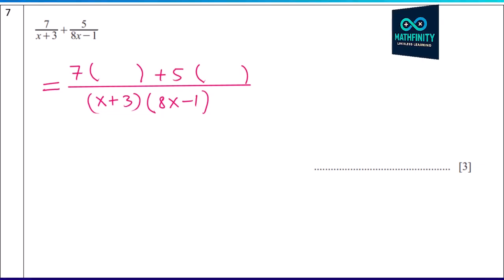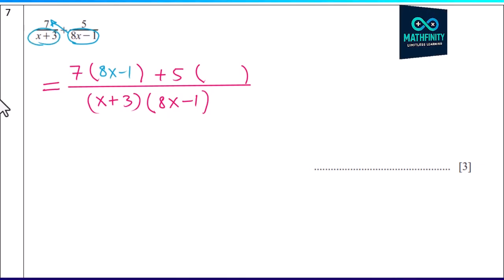This is the easier way, as I told you. In this way, you will not make mistakes, inshallah. This 8x minus 1, you will shift here and we will write beside 7 the bracket 8x minus 1, and this one you will shift here. So with the 5 you can write x plus 3.